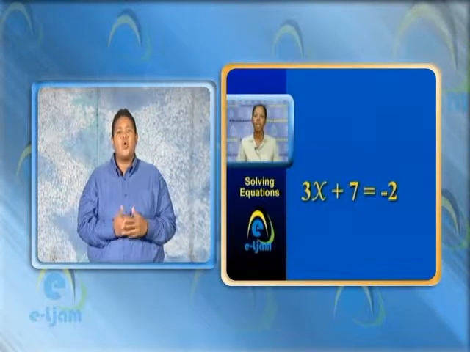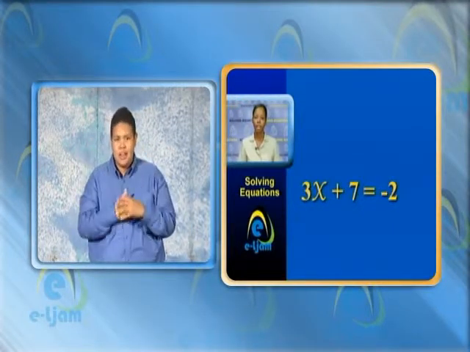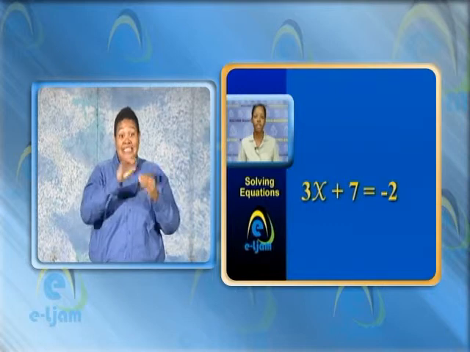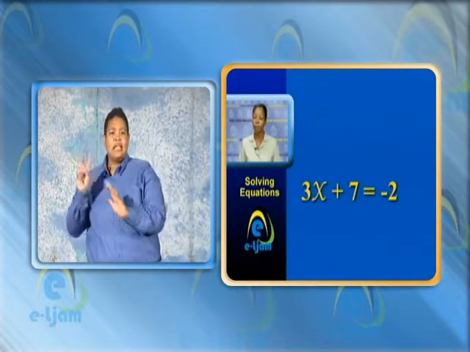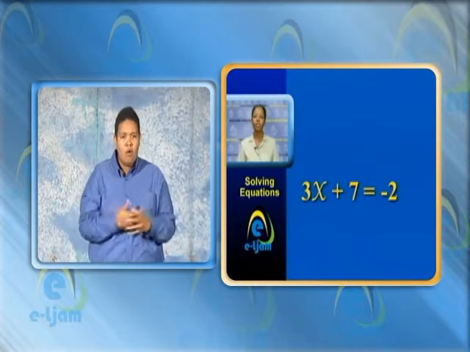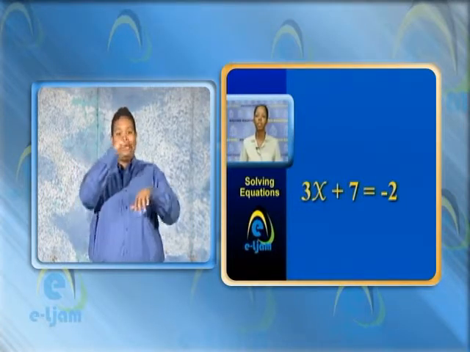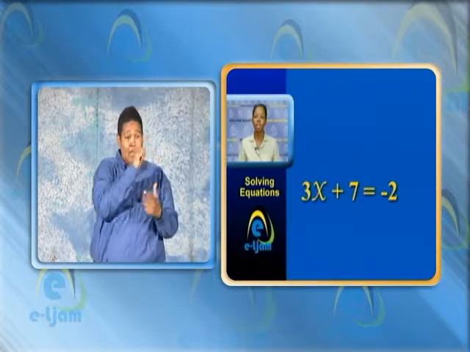Let's look at another example. If we add 7 to 3 times a number, the result is -2. What is the number? First, we form an equation which is 3x plus 7 equals -2.